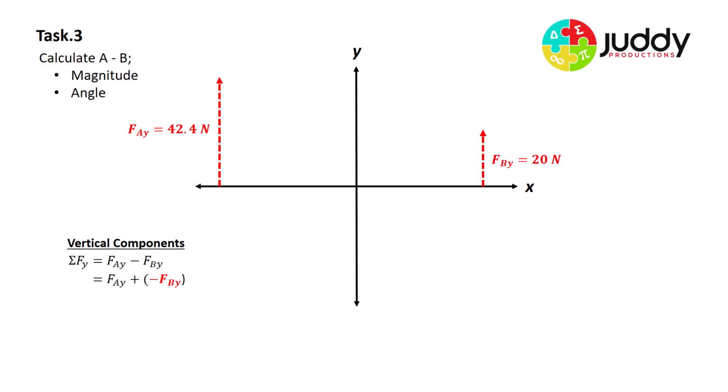With vectors, we don't take away. What we do is we add the negative of the vector. So here's our original vertical force B, and that's the negative of force B in the vertical component. So now we can simply add those two together. Force A in the vertical plus the negative of force B.